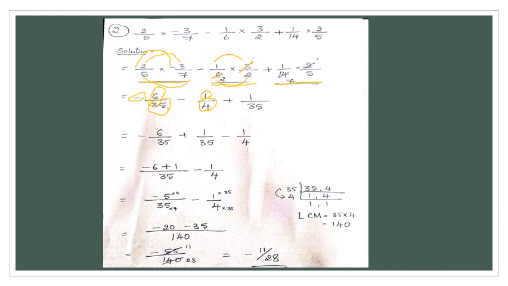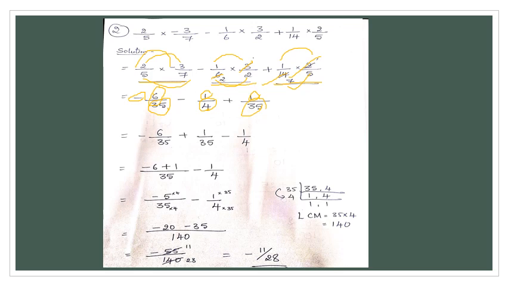Here also a common term is there. 2 ones are 2, 2 sevens are 14. So the remaining things are 1 ones are 1 and 7 fives are 35. Children, observe the simplified form of the first step. See, minus 6 by 35 minus 1 by 4 plus 1 by 35.